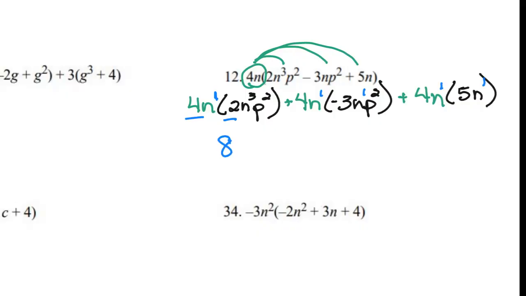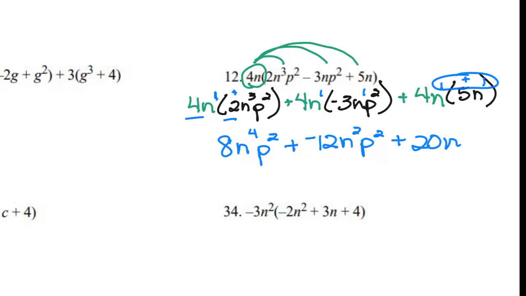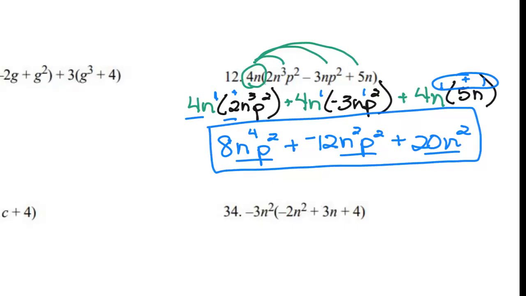4 times 2 is 8. N to the first times n to the third. You add. That's n to the fourth. P squared. 4 times negative 3 is negative 12. N squared p squared. And 4 times 5 is 20. N to the first times n to the first is n squared. None of these have the same variable ending, so you can't combine them. And that is your final answer.